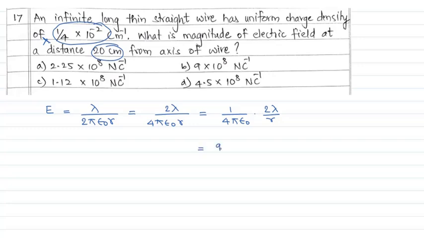1 by 4 pi epsilon naught is 9 into 10 raised to 9, into 2 into lambda, which is 1 by 4 into 10 raised to minus 2. R is 20 centimeters, which means 1 by 20 into 10 raised to minus 2. I am converting it into meters, 20 into 10 raised to minus 2. Now simplify, you will have the answer.